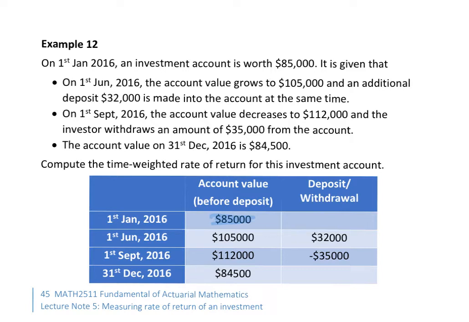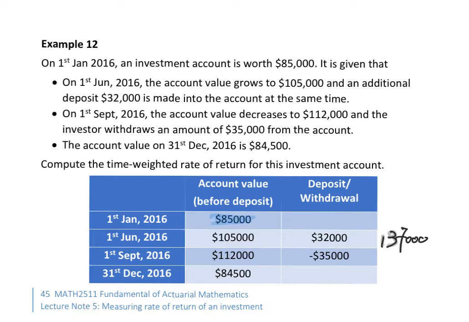After he made the deposit, and after 3 months, which is the 1st of September, the account value dropped to 112,000. This is less than the earlier case, because on the 1st of June, after you make the deposit, your account balance is supposed to be 137,000. But now the value has dropped by 25,000 in September.